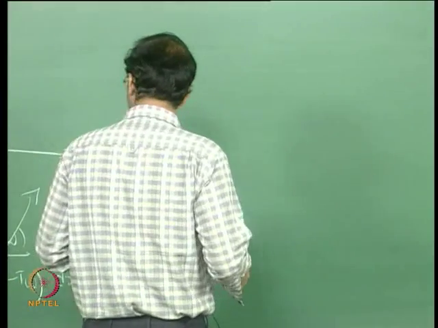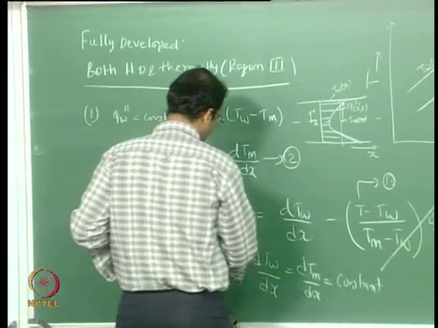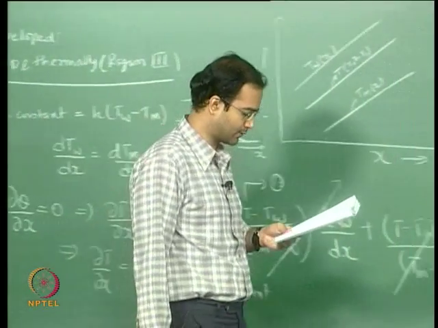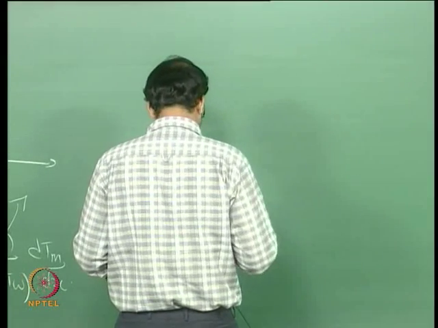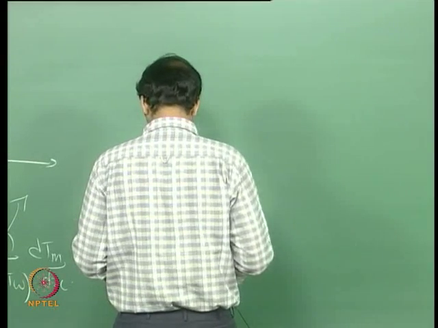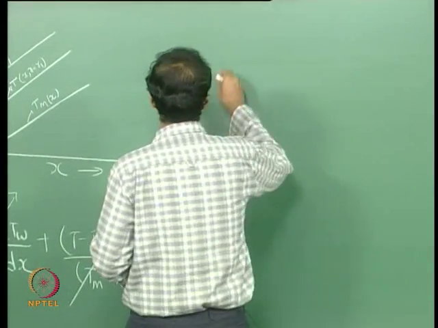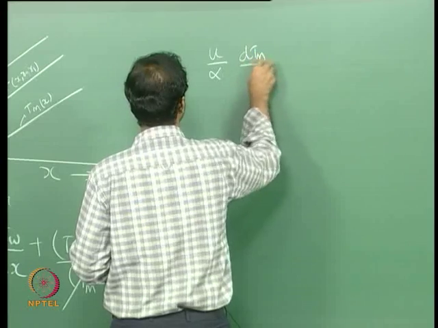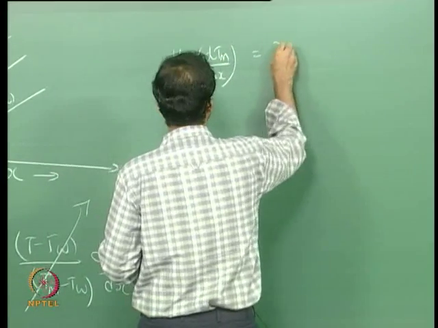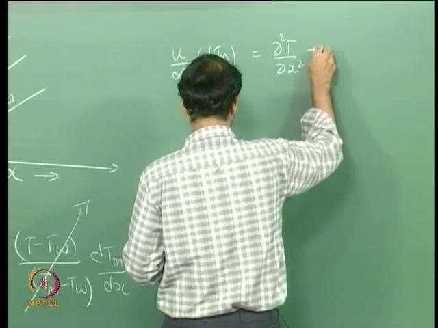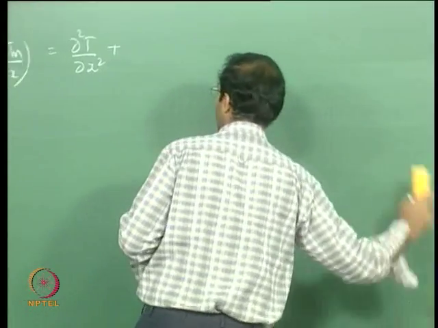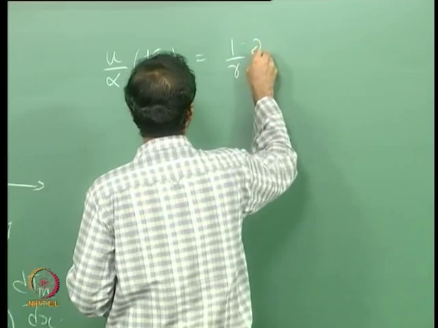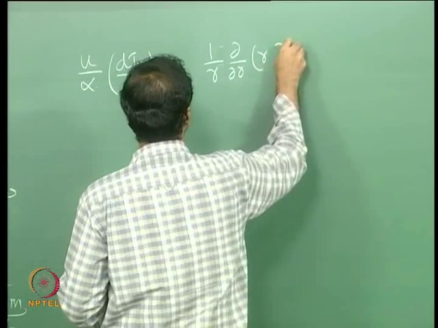Now having seen this, we wanted to calculate the temperature profile itself. If you substitute the fact that dT by dx is a constant, equal to dT wall by dx or dTm by dx, into the energy equation, it becomes much easier to integrate the energy equation directly. So you have u by alpha times dTm by dx, which is a constant, equal to d square T by dx square plus... we have neglected the axial conduction in comparison to the magnitude of the radial conduction, so we retain only the radial conduction terms: 1 by r d by dr of r dT by dr.